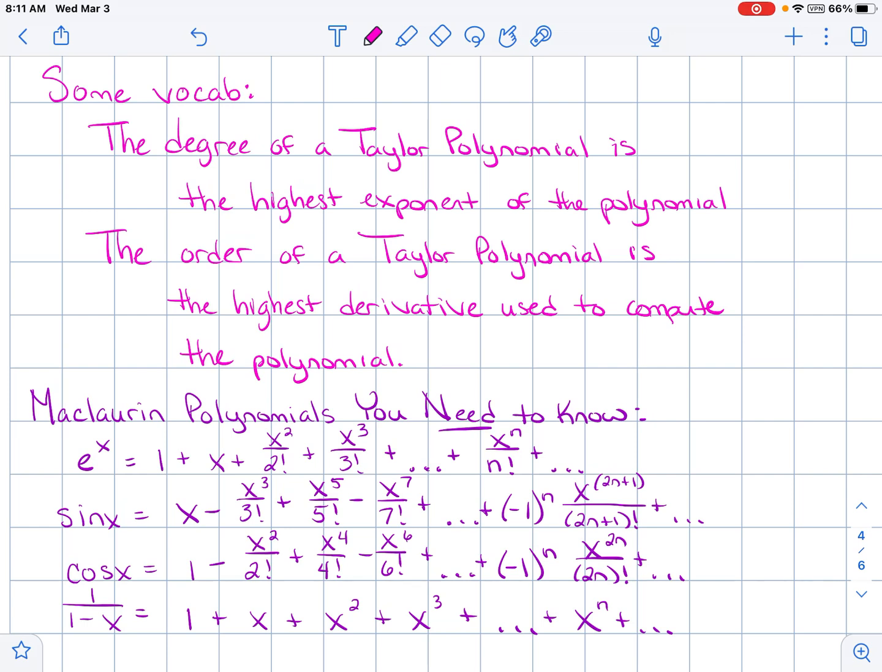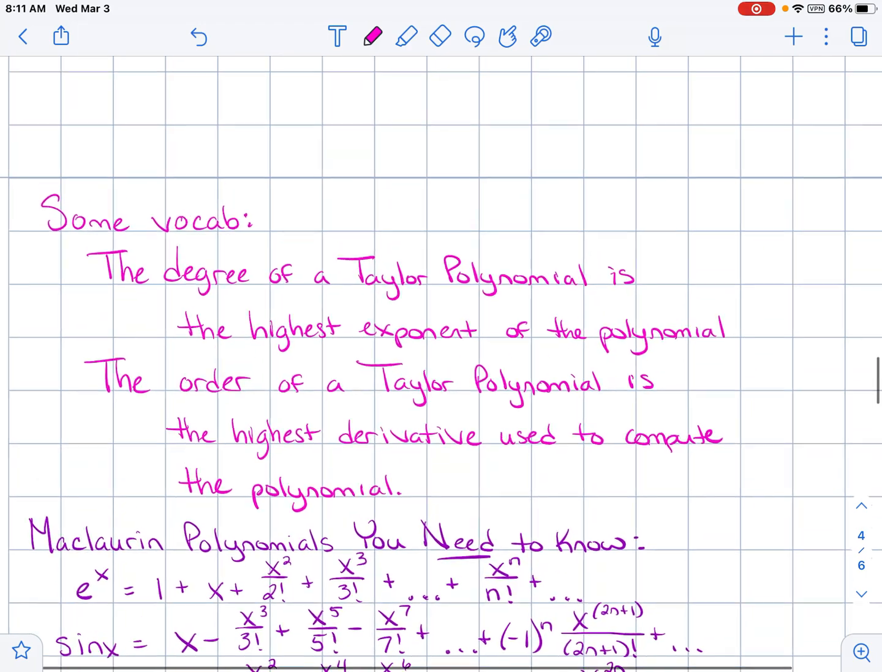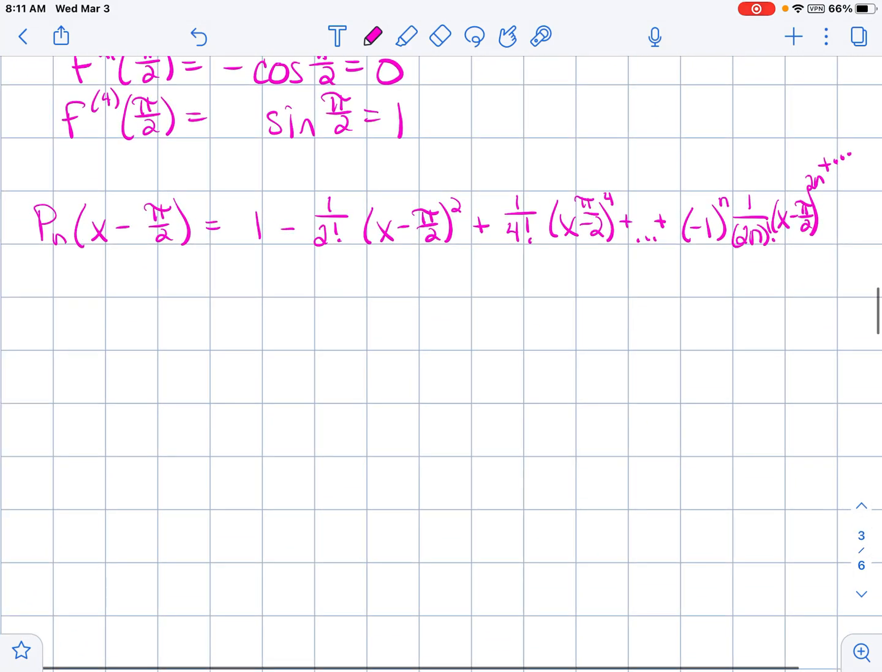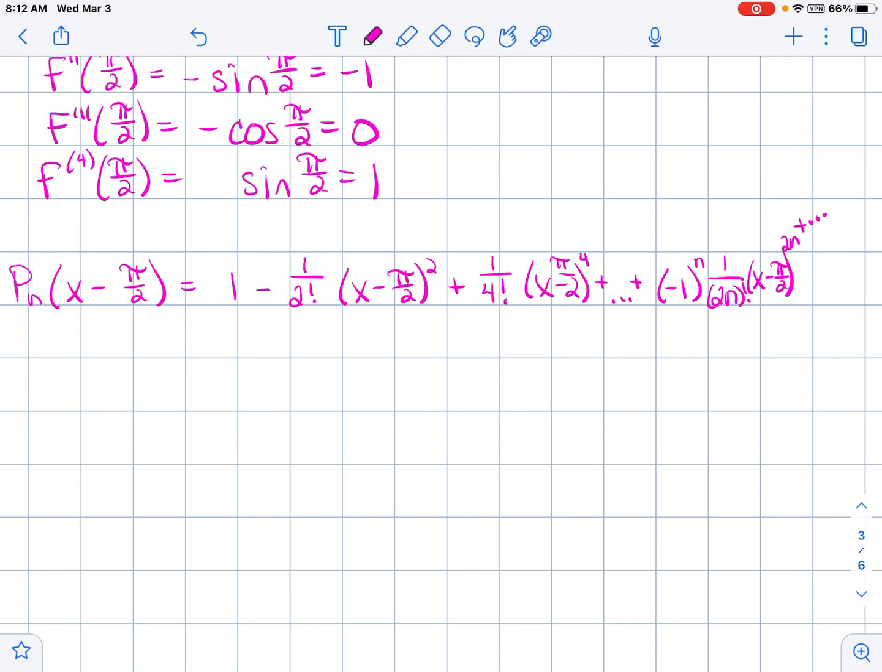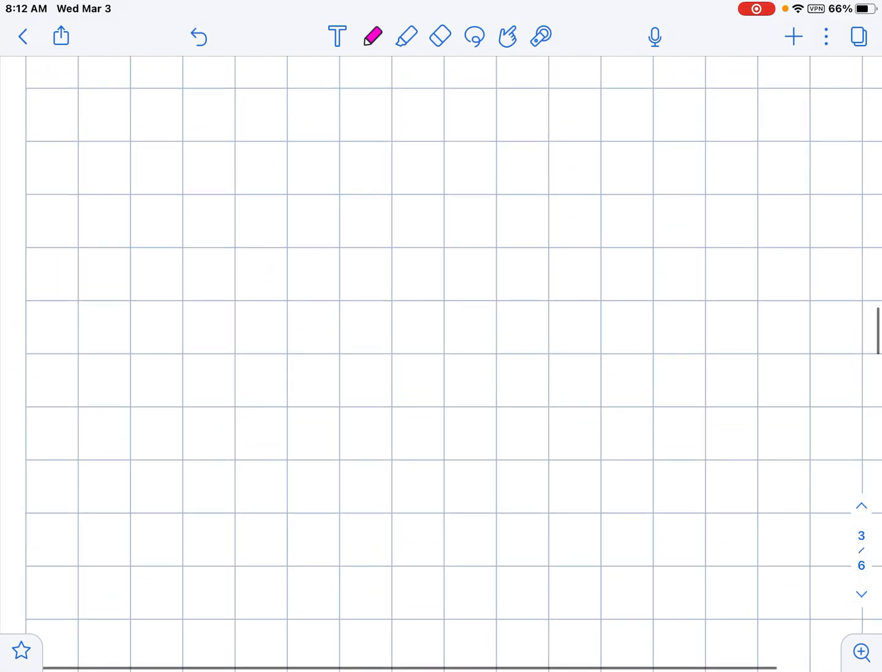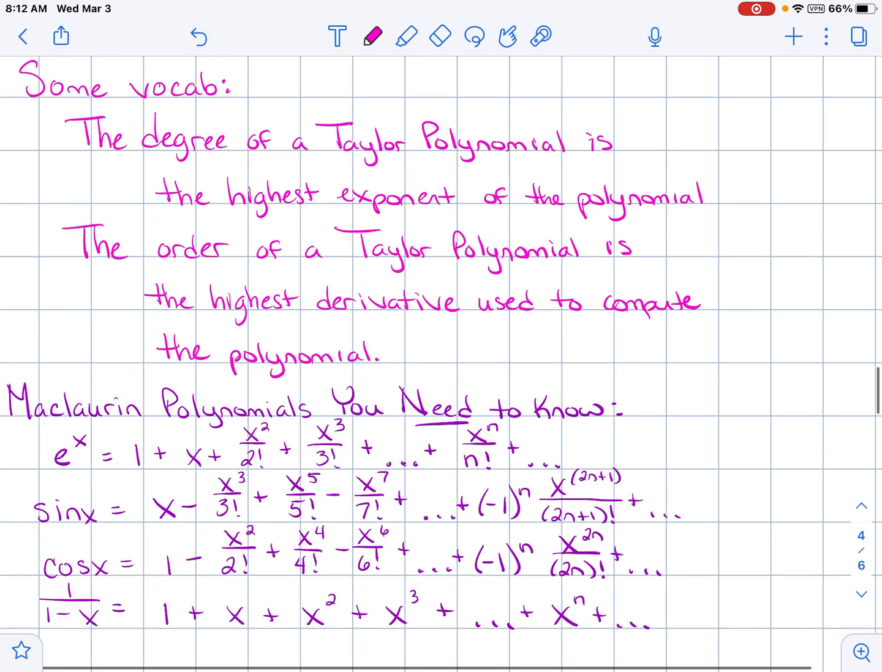And sometimes those are the same thing. Actually, a lot of the times, those are the same thing. The degree is the highest exponent, the order is the highest derivative. So if we look at that last one we just did, let's just say we stopped at x to the fourth power here. That fourth power is the highest degree. It was also the fourth derivative. So in this case, the order and the degree are the same thing. Most of the time, that's true. But knowing that the degree and the order are different things is going to come in handy.